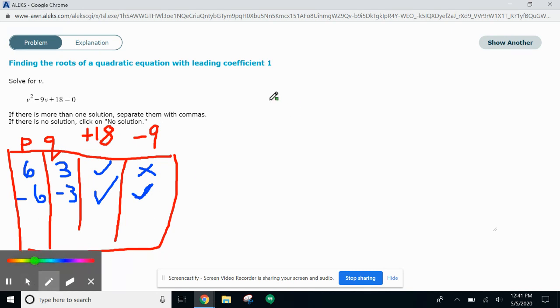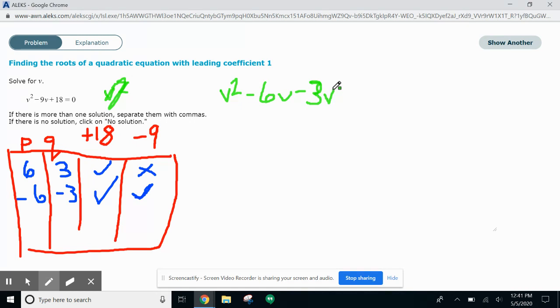So let's write those out now. I don't want to write this over here. Can I erase it? Nope, sometimes it doesn't let me. All right, so over here, I'm going to write V squared, and now I'm going to have negative 6V minus 3V, and then plus 18.